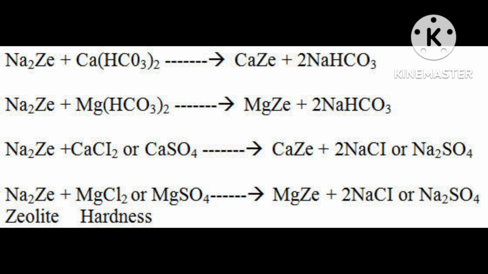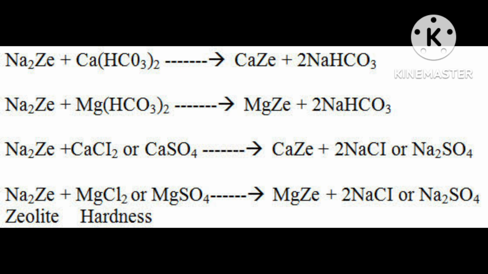Calcium and magnesium are common for both temporary hardness and permanent hardness. For both, calcium and magnesium ions are responsible. But if it is bicarbonate, then it is temporary hardness. If it is chloride and sulfate, then it is permanent hardness. Correct?